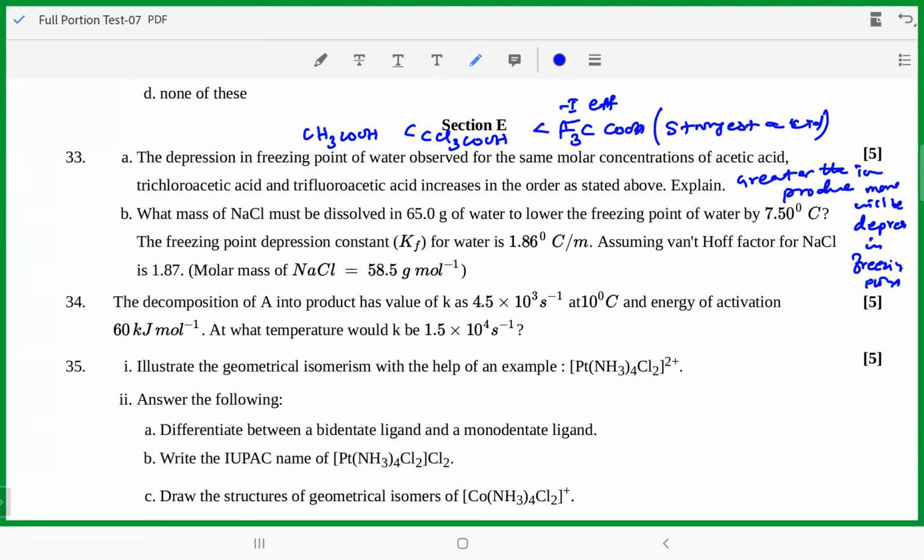And then, what mass of sodium chloride must be dissolved in 65 gram of water to lower the freezing point by 7.5? The freezing point depression constant Kf of water is 1.86. Assuming the van't Hoff factor for NaCl is 1.87. NaCl molecular mass is 58.5. So what is asked? What mass of NaCl?